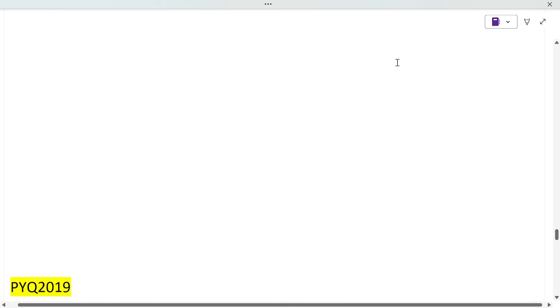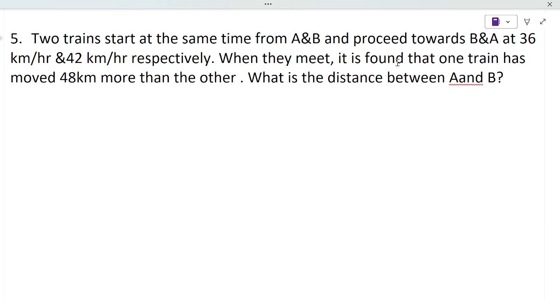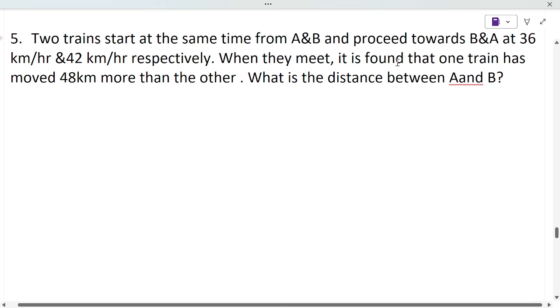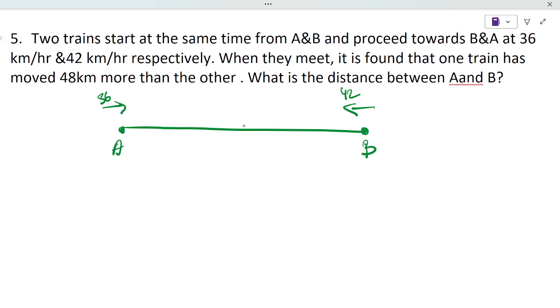For this one, two trains start from the same time from A to B and proceed towards P and A at 36 km per hour and 42 km per hour respectively, and they meet. One goes towards P, the other towards A. The first one's speed is 36 km per hour, the other one's is 42 km per hour, and as per the question, both can meet. Definitely one will cover a longer distance.